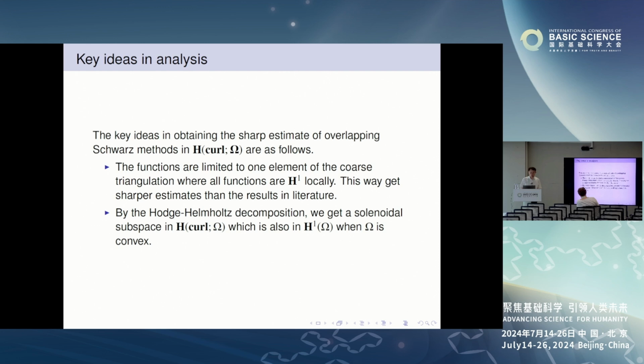By the Helmholtz decomposition, we can get some subspace in H(curl), which is also H1 when Omega is convex. So now we just prove it for global convex Omega; the non-convex case should be some other technical matter. We believe it is also right, but convex is what is proved in these papers.